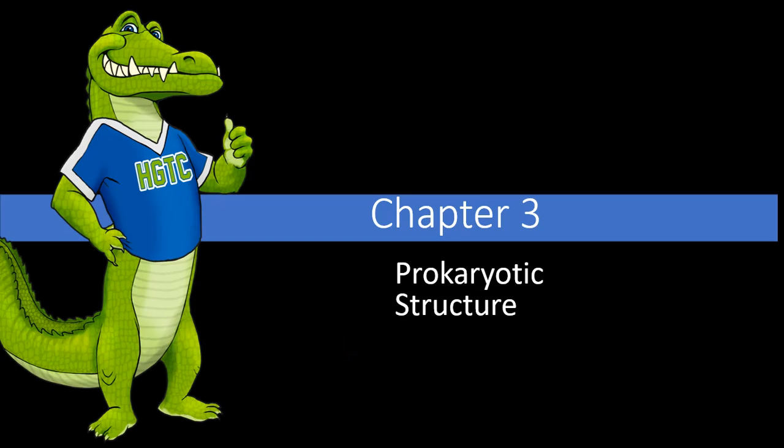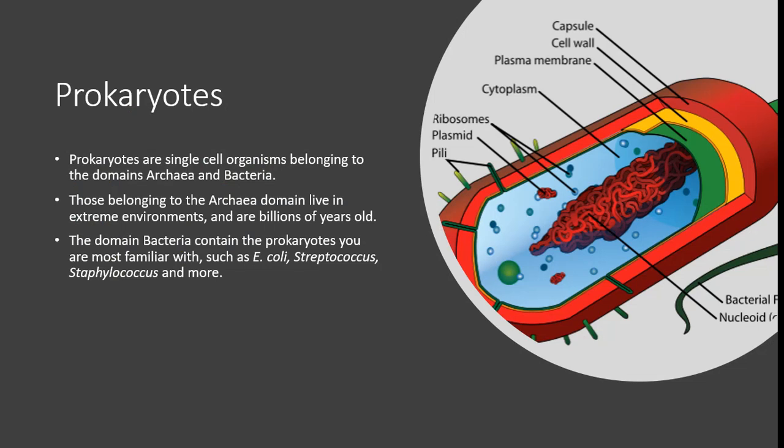In this video, we're going to talk about the basic prokaryotic structures. Now, prokaryotic cells are microorganisms, single cellular organisms that can be found in two different domains, the archaea and the bacteria. We're not going to look too much at the archaea domain because they're not going to lead to human diseases. We are going to concentrate on the bacterial domain because those have the prokaryotes you're used to seeing, the E. coli, the strep, the staph, etc.